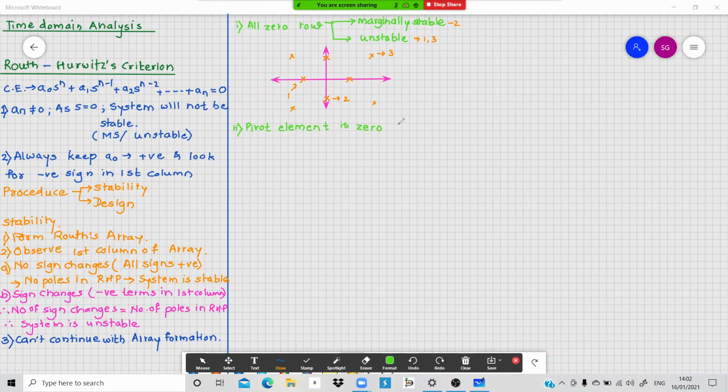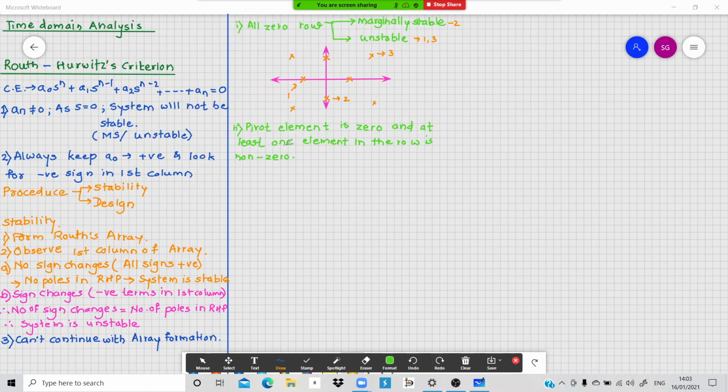and at least one element in the row is non-zero. If all the elements are becoming 0, then it becomes the earlier condition again. So the condition changes. But if only your pivot element is 0, and of the rest of the elements at least one is non-zero, then the method changes. Okay, so these are all possible conditions.